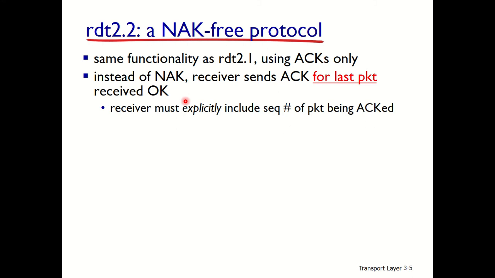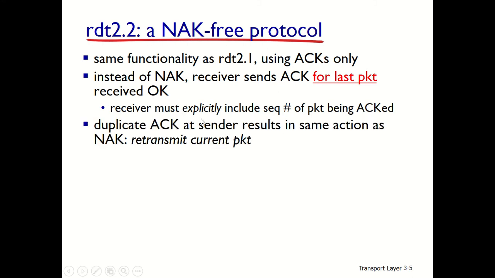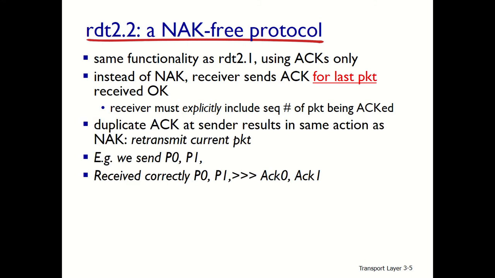Let me explain it through an example. For example, the sender sends the packets P0 and P1. If P0 is received correctly, the receiver will send acknowledgement 0, meaning the packet with sequence number 0 is received correctly. If P1 is sent and received correctly, it will send acknowledgement 1, meaning that up to packet number 1 the data is received correctly.